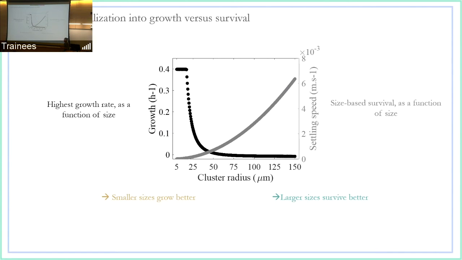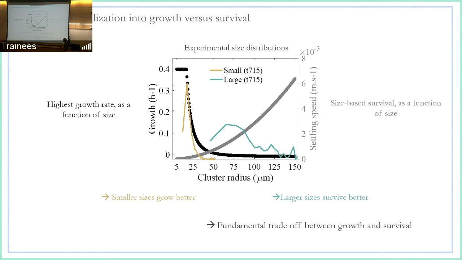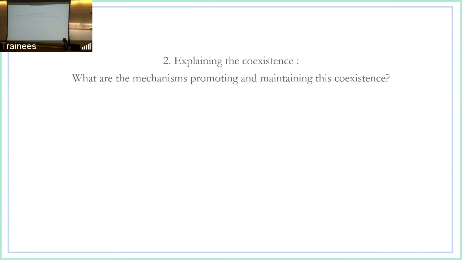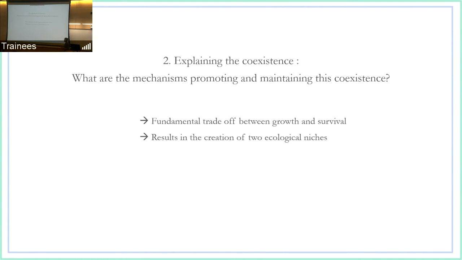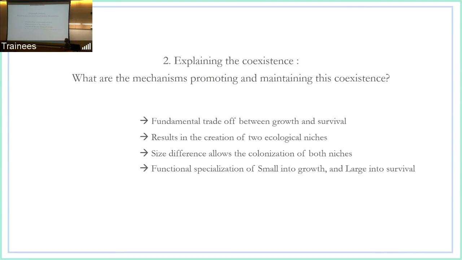And then I simply applied the experimental size distribution on this plot, which really shows that the small specialized into growing, and the large specialized into surviving. So there is this fundamental trade-off between growth and survival that drove niche partitioning that was simply based on size. As a summary of this part, this fundamental trade-off between growth and survival results in the creation of two ecological niches, and this is simply due to the size difference. And so we see a functional specialization of small into growth and large into survival.